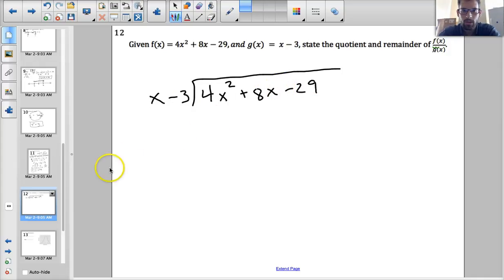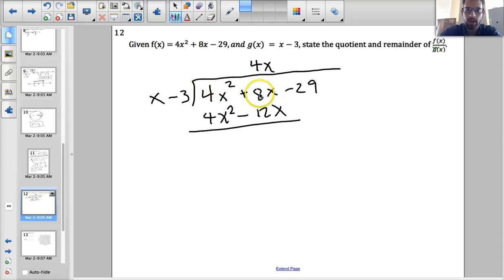Alright, so let's see. I need to first figure out how many times x goes into 4x squared. So it goes in 4x times. X times 4x gives me 4x squared. Negative 3 times 4x gives me negative 12x. Now I subtract. Those cancel out, and 8 minus negative 12 is like 8 plus positive 12, which is 20x. Bring down the negative 29.